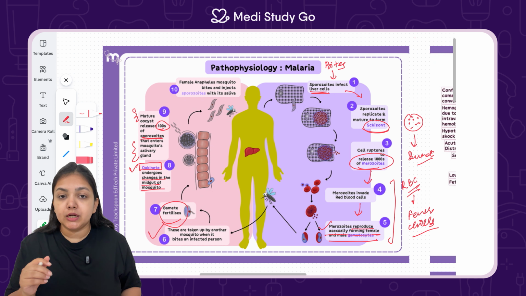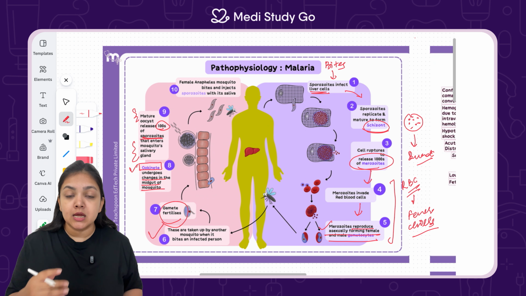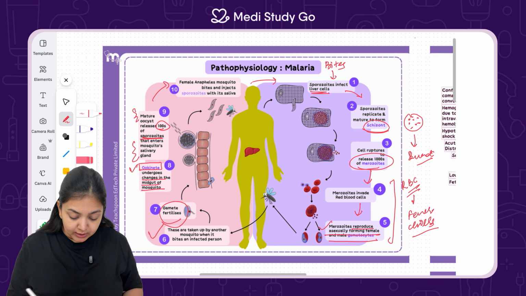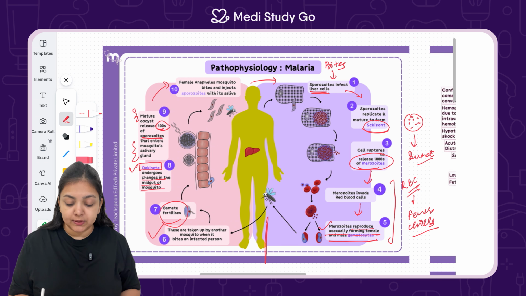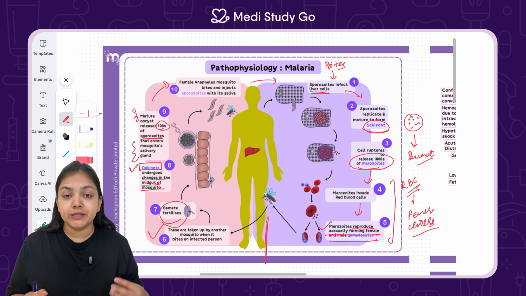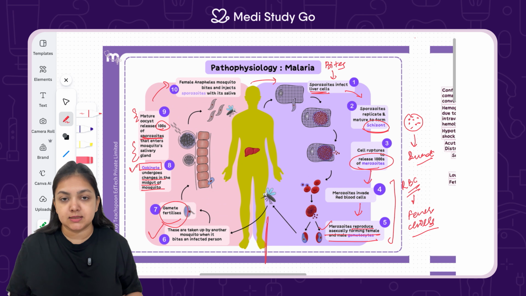Now, whenever the mosquito bites a human, the saliva along with these sporozoites is injected into the human body. And this is how the cycle of infection continues. It's not necessary that this happens in the same person, but this is how you can understand how sporozoites are formed in a mosquito and how these sporozoites convert to the infectious organism in the human body itself, leading to various symptoms. So this is the whole life cycle of the Anopheles mosquito, which leads to malaria.